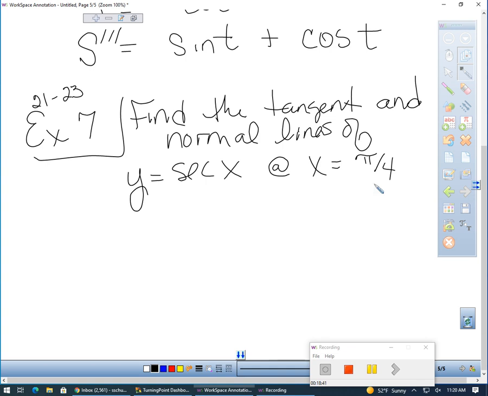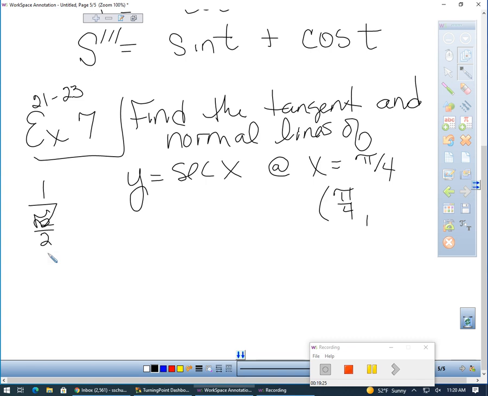All right, so again, let's talk about what that actually means we have to do. When we are finding tangent and normal lines, we have to find the slope, right? And then, of course, we're going to put it into point-slope form, which means we have to have a point. So the first thing we should do is find our point. We know our x is already pi over 4. Our y value, though, we have to plug pi over 4 into here. So the secant at pi over 4, think about it, it's 1 over cosine, which is square root 2 over 2.